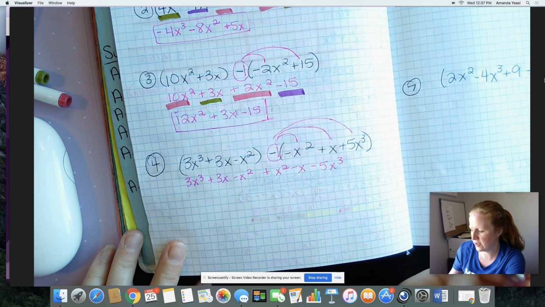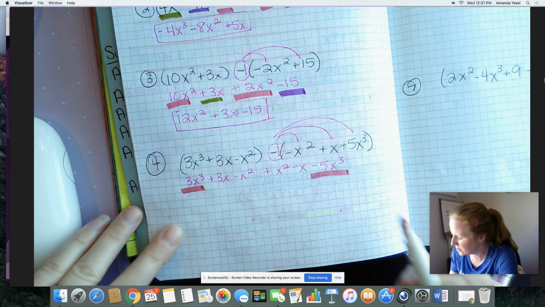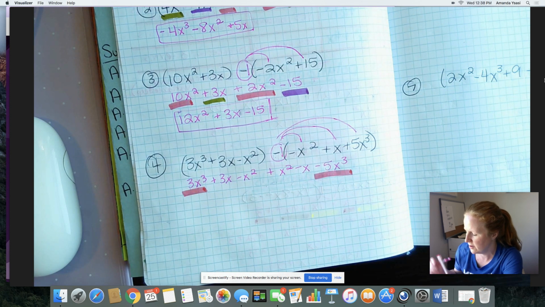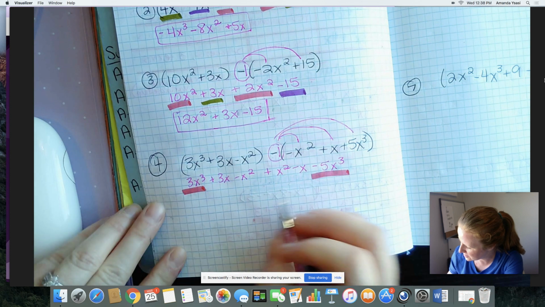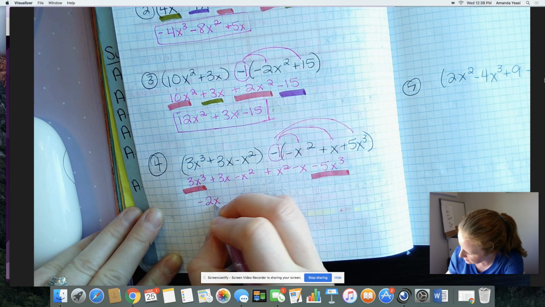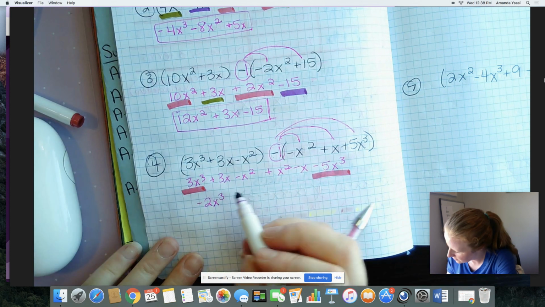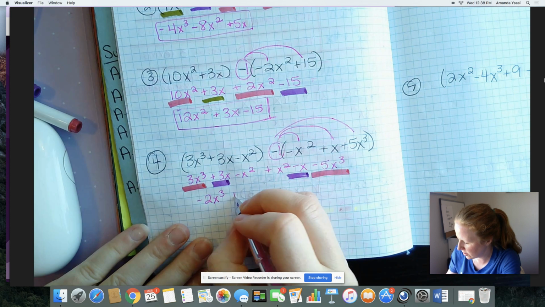Okay, and then you need to combine your like terms. So cube and cube. And I usually go to the biggest exponent first because I know that's going to be my first term because I, again, want to go from greatest to least. So 3 minus 5 is -2x cubed. And then I have a 3x and a -x. That would be a +2x.